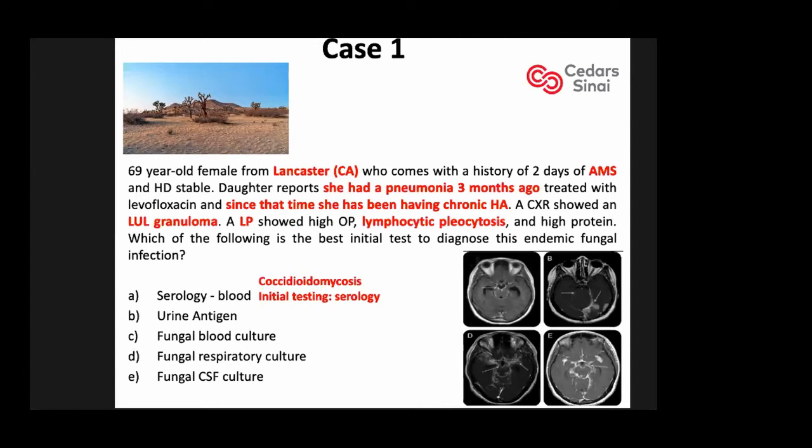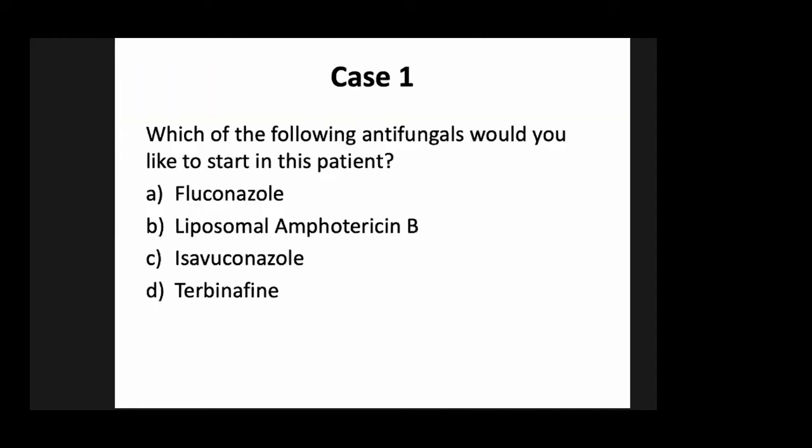So this is Cocci. The initial testing is serology. This is the only endemic mycosis that is diagnosed with serology. So this is a general important point here.